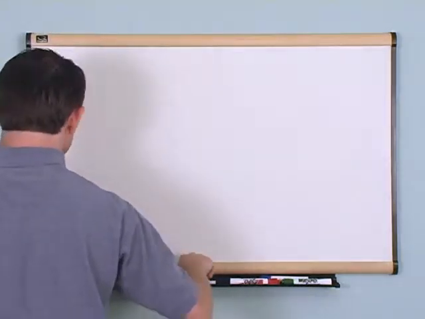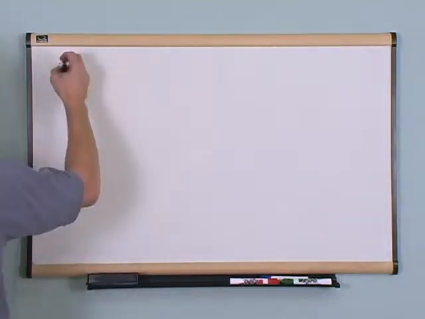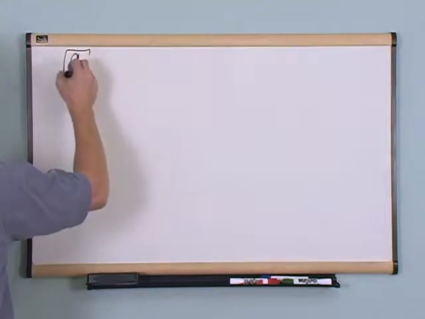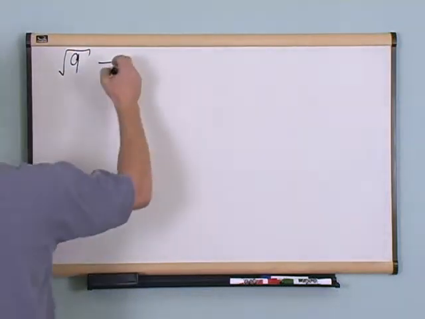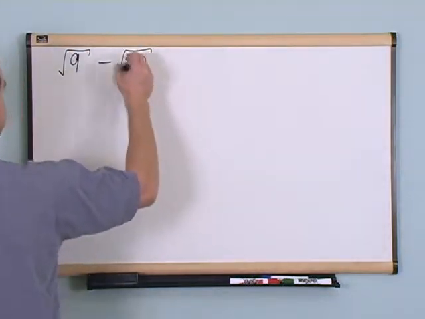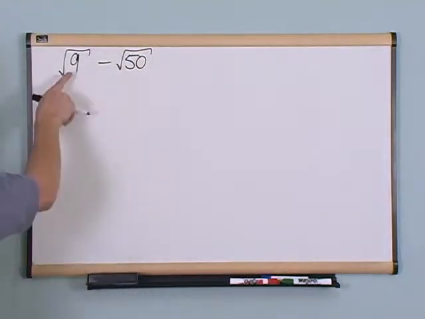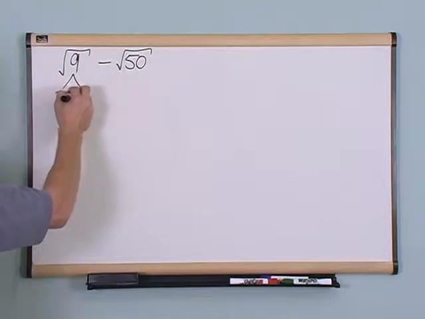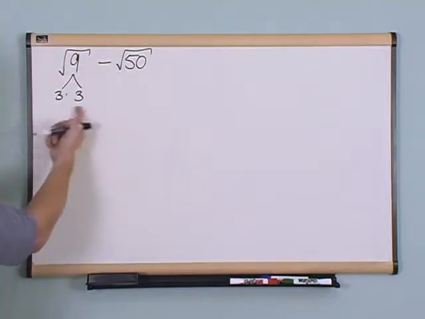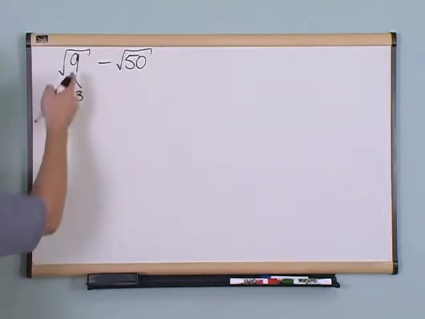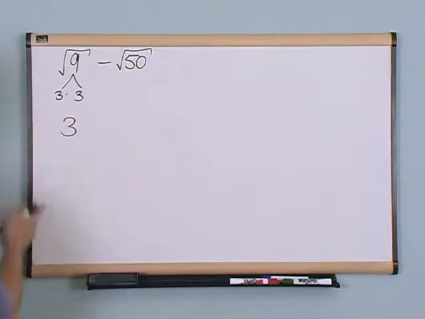Now here's another problem that's kind of interesting, and you'll see why in a second. If you have the square root of 9 minus the square root of 50, let's try to simplify this. Square root of 9 is 3 times 3, which is the only thing there, and it's a pair. So the answer to the square root of 9 is just 3. And that makes sense, because 3 times 3 is 9. And that's the definition of a square root.